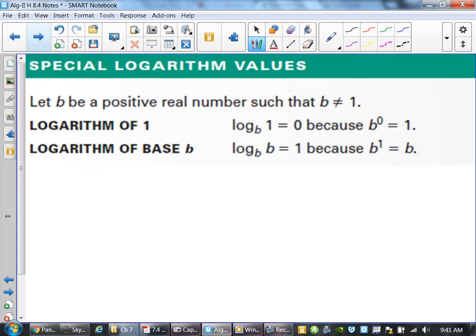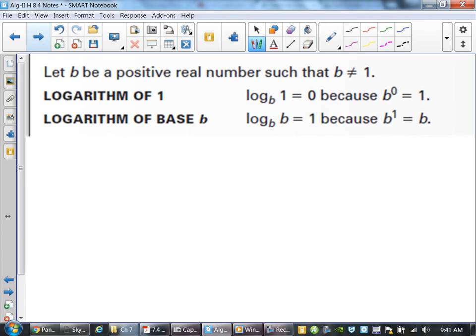So, special logarithms. These are the important ones that always hold true. These are the two values that are going to allow us to graph eventually. Log of 1. So what happens is log base b of 1 equals 0, because anything raised to the 0 power is always 1.